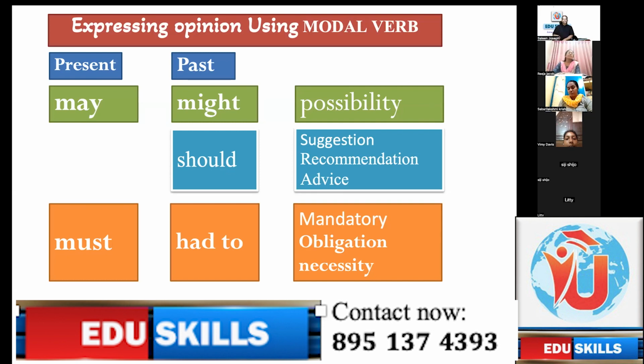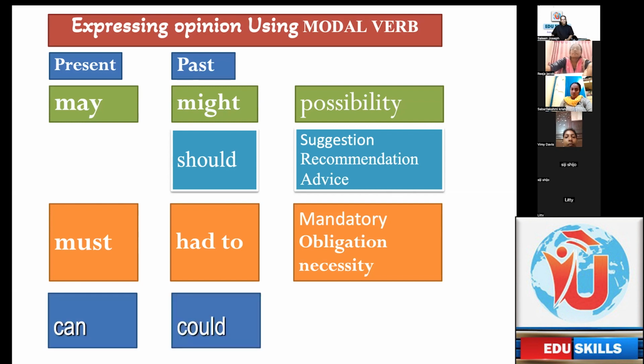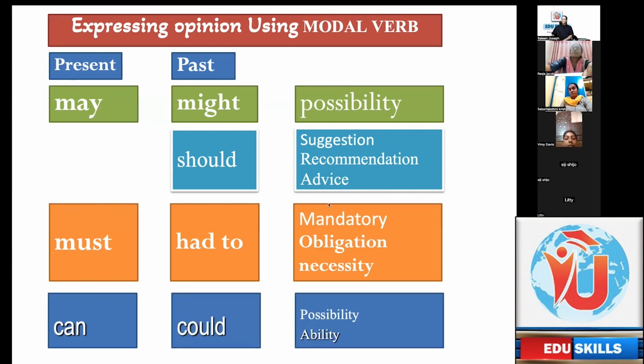You can do it or you may not. But when I say you must do the task every day, there is no going back. No excuse. If you don't do the task, you will be removed from the batch or you will be penalized. So should is suggestion or recommendation. Must is mandatory or obligation or necessity. Can is present and could is past, speaking about possibility or ability.